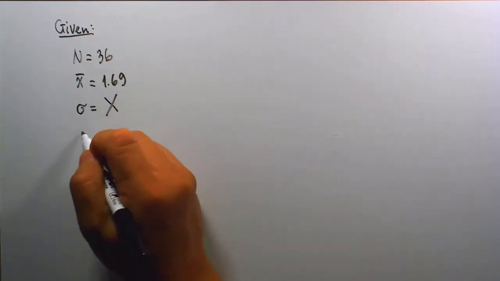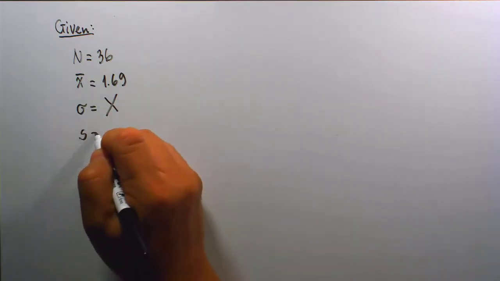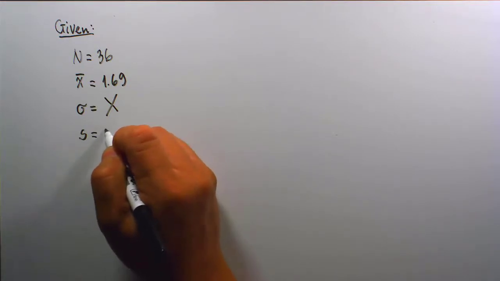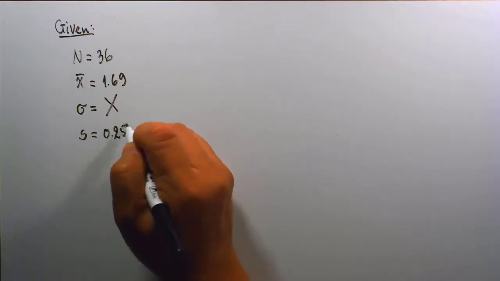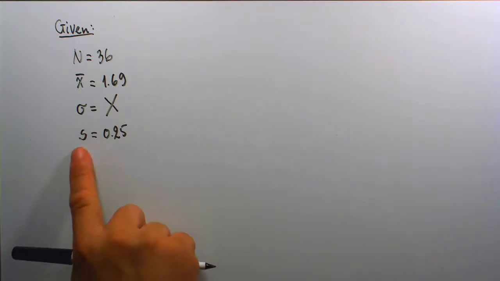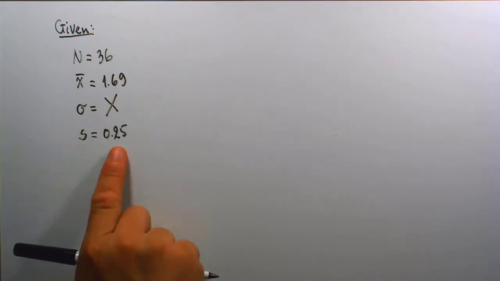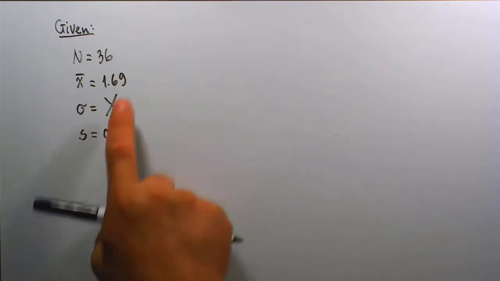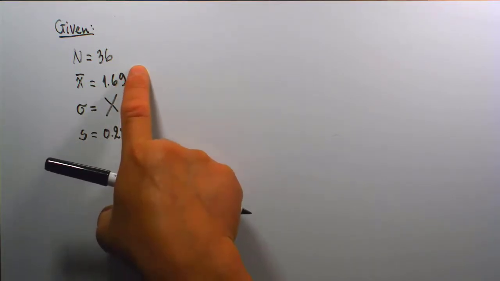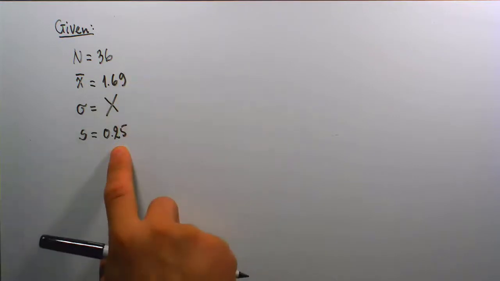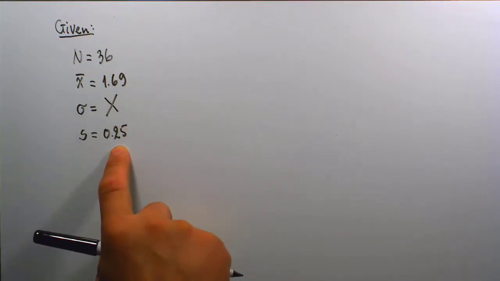But instead, I actually have a sample standard deviation being 0.25. But I cannot use a sigma symbol for this because this is only a standard deviation of a sample. This standard deviation belongs only to this sample. If we switch to a different sample, this standard deviation will appear to be a different value.